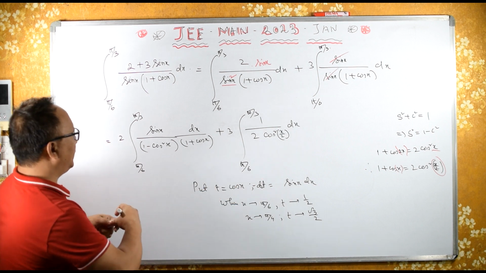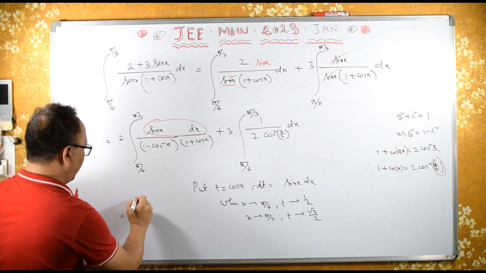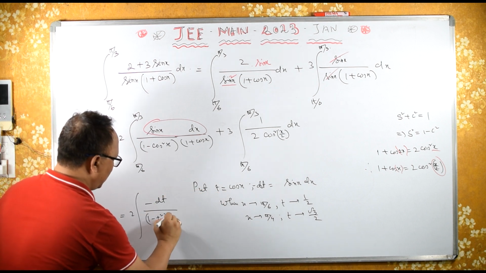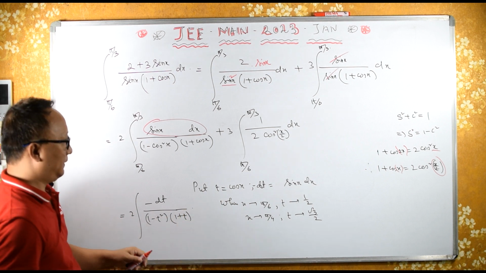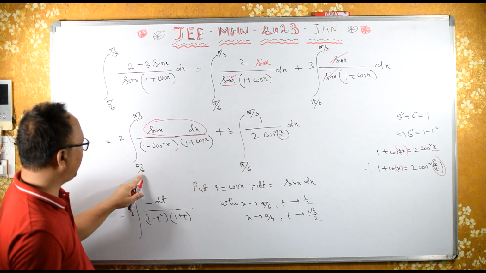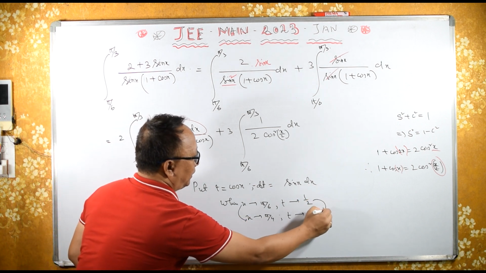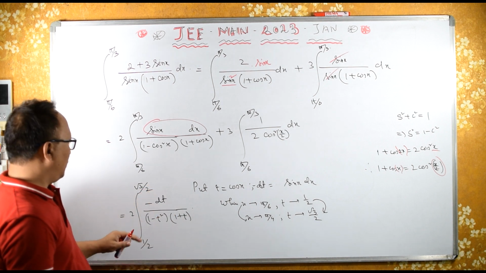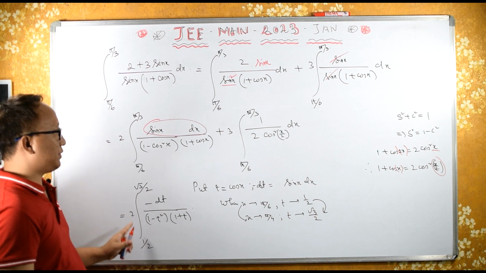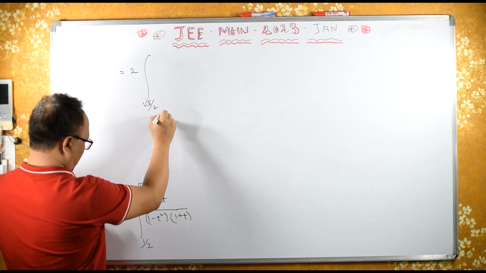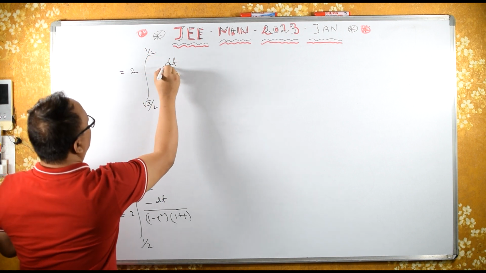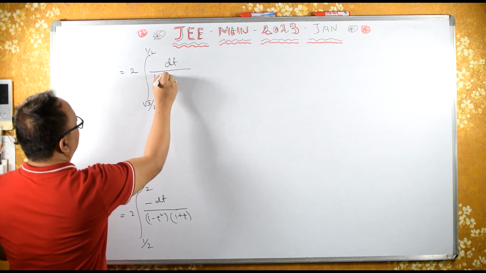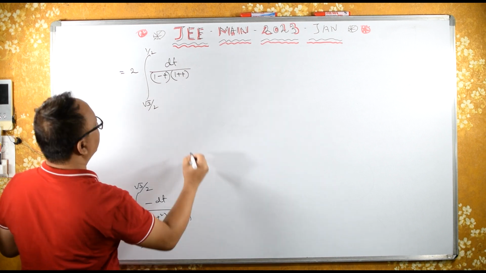here this will get a minus over here. This sin x dx will get minus dt. Therefore minus dt upon 1 minus cos square x, which is 1 minus t square, into 1 plus t. Now the limit, which was pi by 6 to pi by 3, will be here from half to root 3 by 2. We can remove this minus by changing the limits. Now this equals the integral from root 3 by 2 to half of dt upon, here 1 minus t square is a square minus b square, which is a minus b into a plus b. I can write 1 minus t into 1 plus t, and then we have 1 plus t over here.